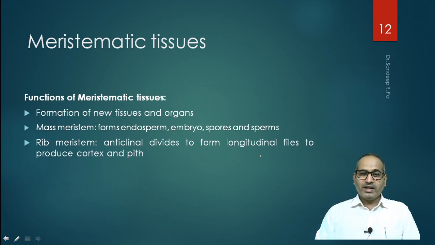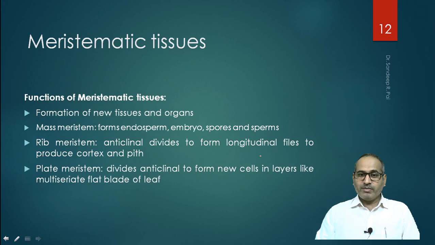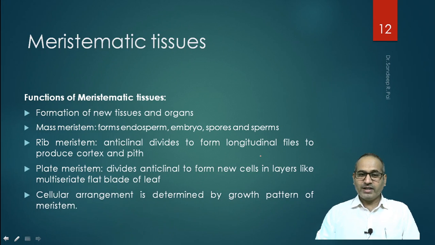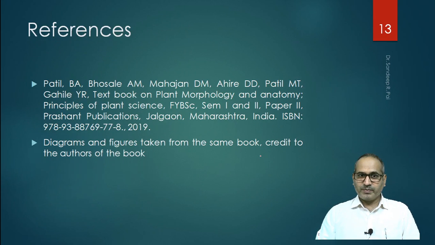Rib meristems divide anticlinally to form longitudinal files to produce cortex and pith. Plate meristems divide anticlinally to form new cells in layers, like the multiserrate flat blade of the leaf. And finally, cellular arrangement is determined by the growth pattern of the meristem.